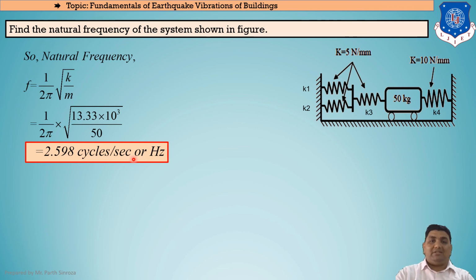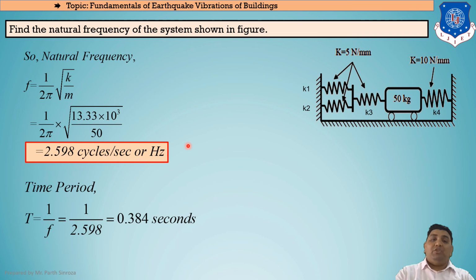But keep in mind, even if it is not asked to find the time period, we should always find the time period. Clear? So the time period here in this case will be T equal to 1 by F, that is 1 upon 2.598, which comes out to be 0.384 seconds.